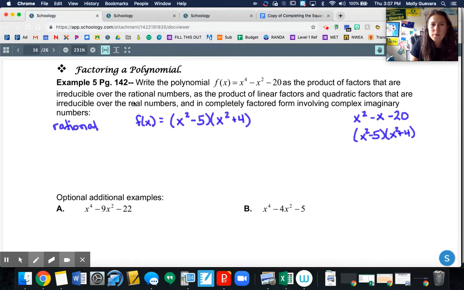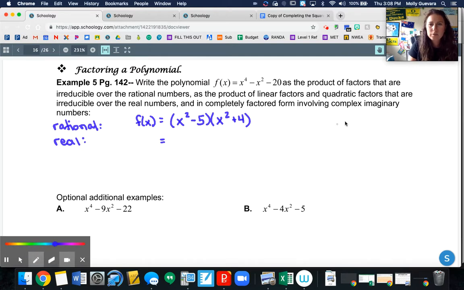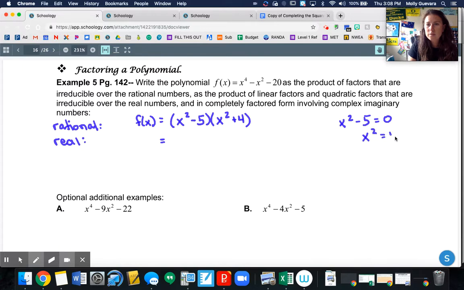Then we want real numbers, so we're not allowed to have imaginary. So if I factor this over real numbers, if I set x squared plus 5, minus 5, equal to 0 and solve, I get x squared equals 5, take the square root, and I get x is equal to plus or minus the square root of 5, because that doesn't reduce.